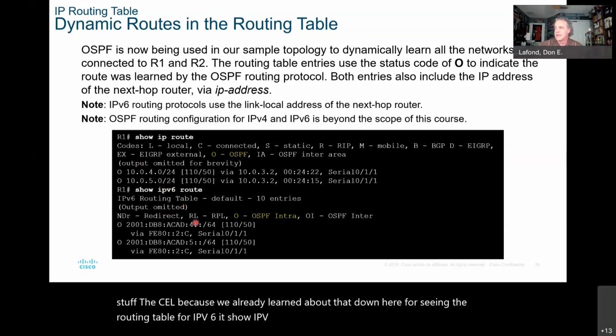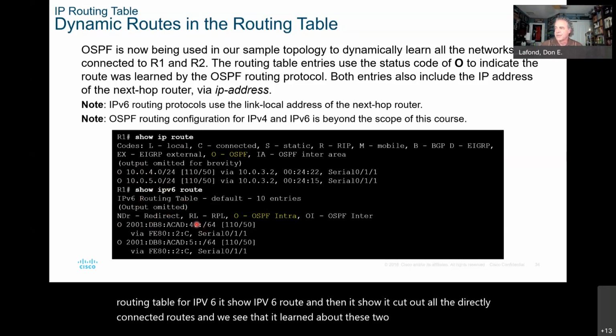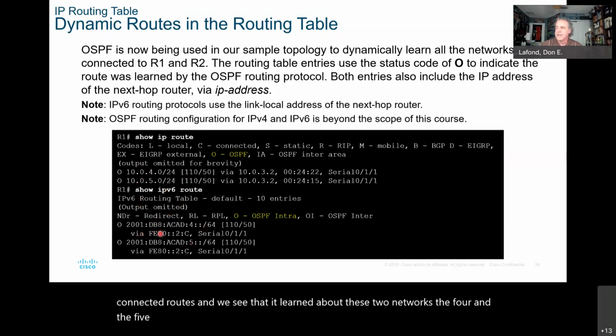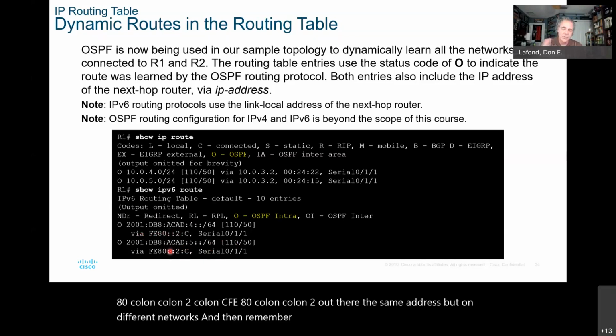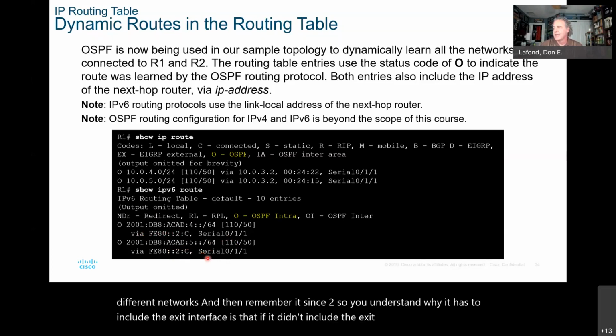And then it cut out all the directly connected routes, and we see that it learned about these two networks, the 4 and the 5 networks. It learned via the next hop IP address of FE80::2:C and FE80::2. Well, they're the same address but on different networks. And then remember, so you understand why it has to include the exit interface, if it didn't include the exit interface, then it would not know where to look here.